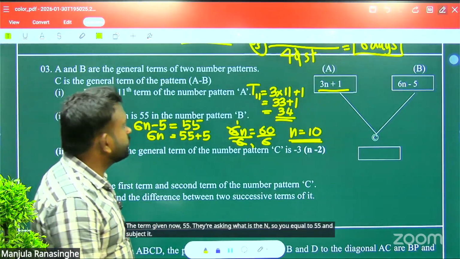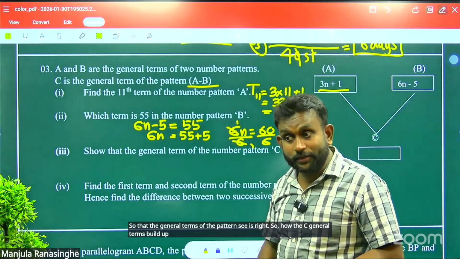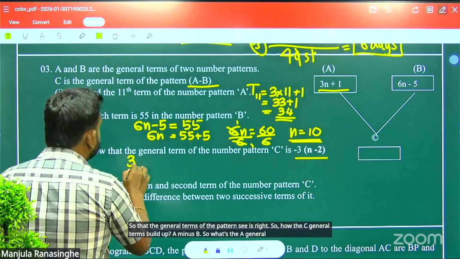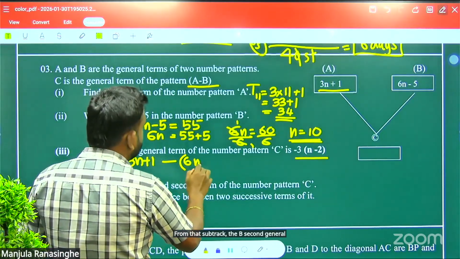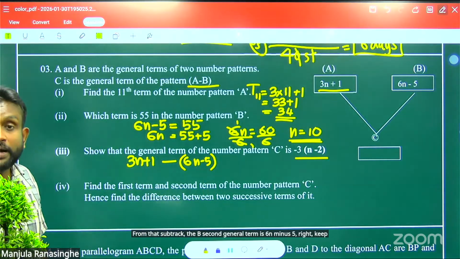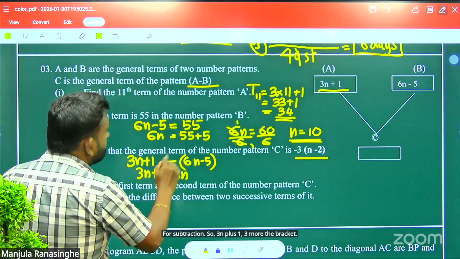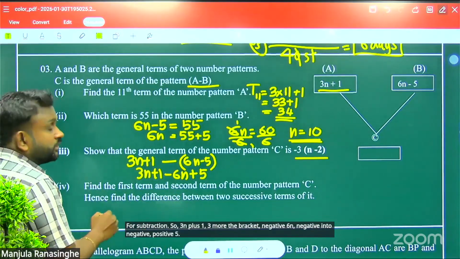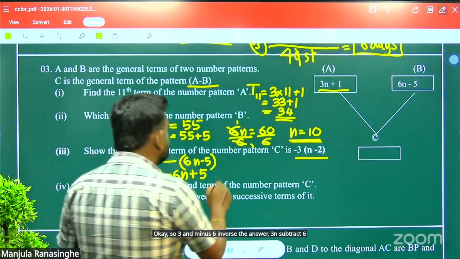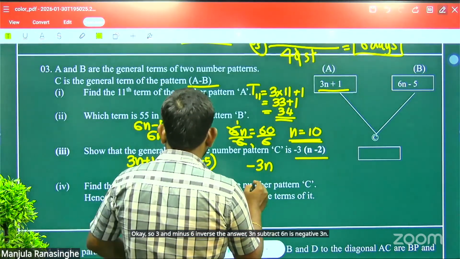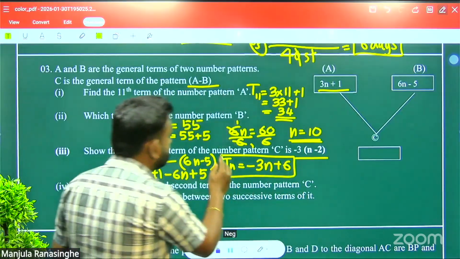Show that the general term of the pattern C is right. So how is the C general term built up? A minus B. So what is the A general term? 3n plus 1. From that subtract the B general term, which is 6n minus 5. Be careful, make a bracket for the subtraction. So 3n plus 1, remove the bracket, negative 6n, negative into negative, positive 5. Okay, so 3n minus 6n, what's the answer? 3n subtract 6n is negative 3n. 1 plus 5 is 6. So that is tn equals negative 3n plus 6.